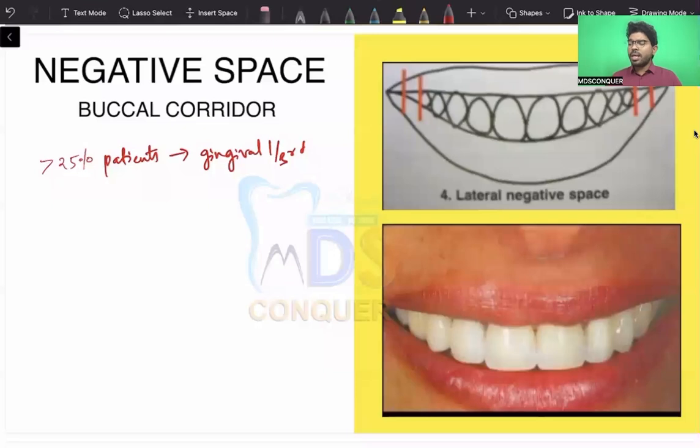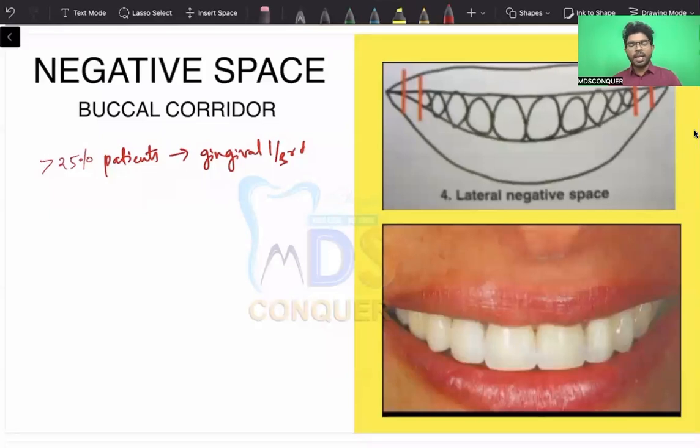Why is this gingival one third not visible? Because of different things like the activity of the lip, the length of the lip, or the amount of your alveolar bone. There are many factors which control the visibility, particularly the thickness of the lip or the length of the lip. So what is this?